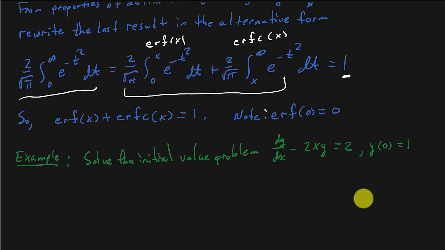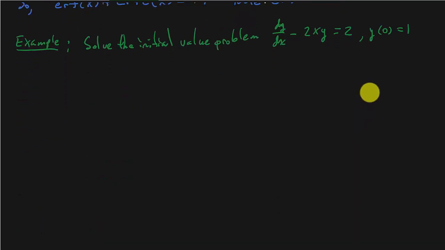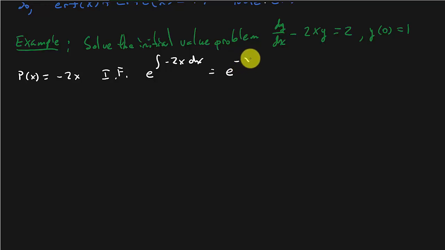All right, with all that being said, let's look at this example. It's in standard form, and I've got p of x equal to negative 2x. So my integrating factor is e to the integral of negative 2x dx. That's going to be e to the negative x squared, and that's my integrating factor.